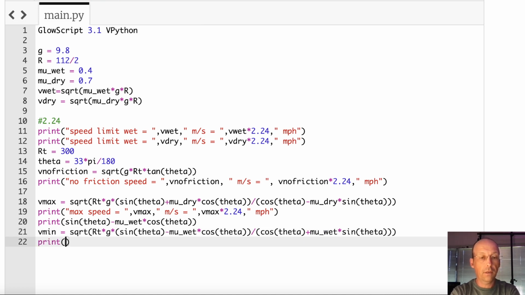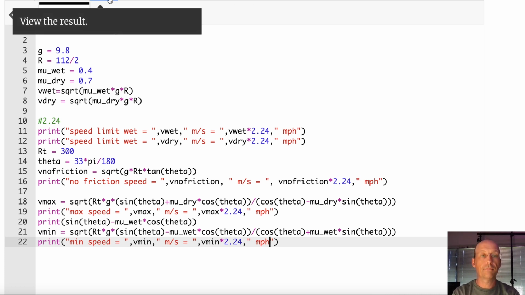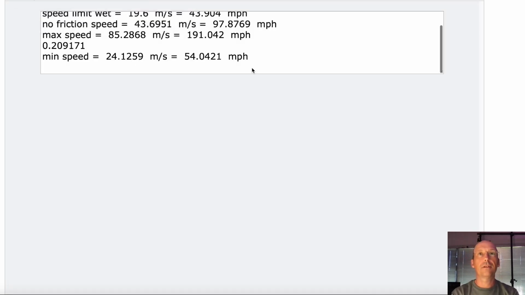Oh, I didn't print it. Print min speed, V min, meters per second, equals V min times 2.24 miles per hour. Run it. Look, I got all the answers right here. 54. You have to go at least 54 to prevent from sliding down that ramp.